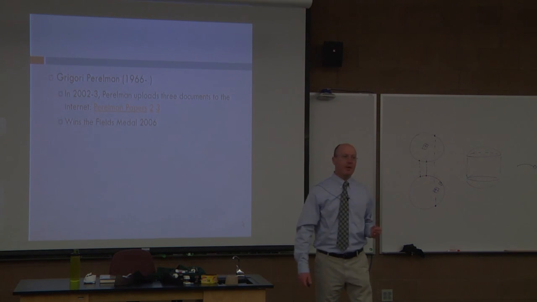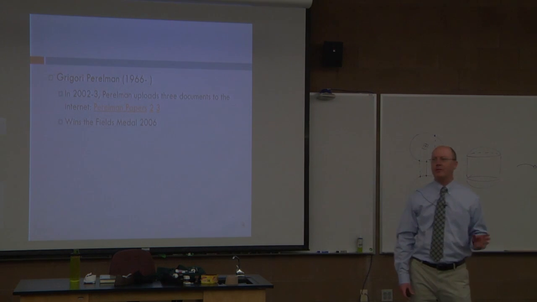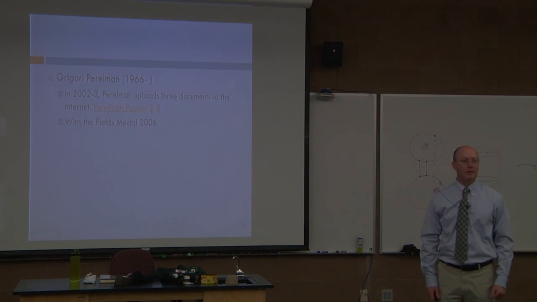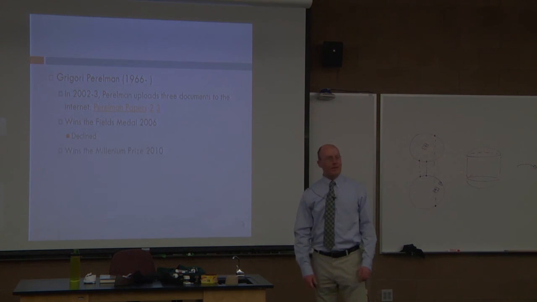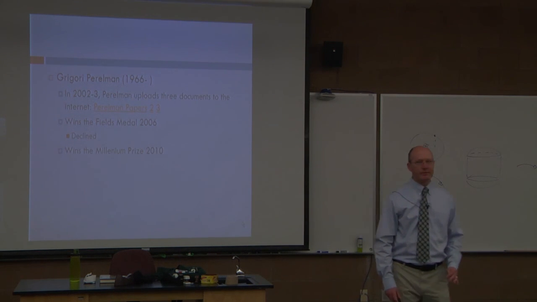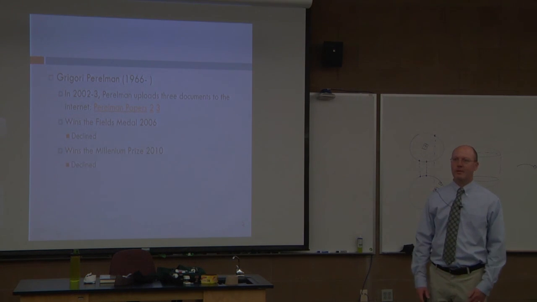He wins the Fields Medal in 2006. There is no Nobel Prize in mathematics. This is our version. He says, I don't want it. He wins the Clay Mathematics Prize, $1 million, and he doesn't want that either.